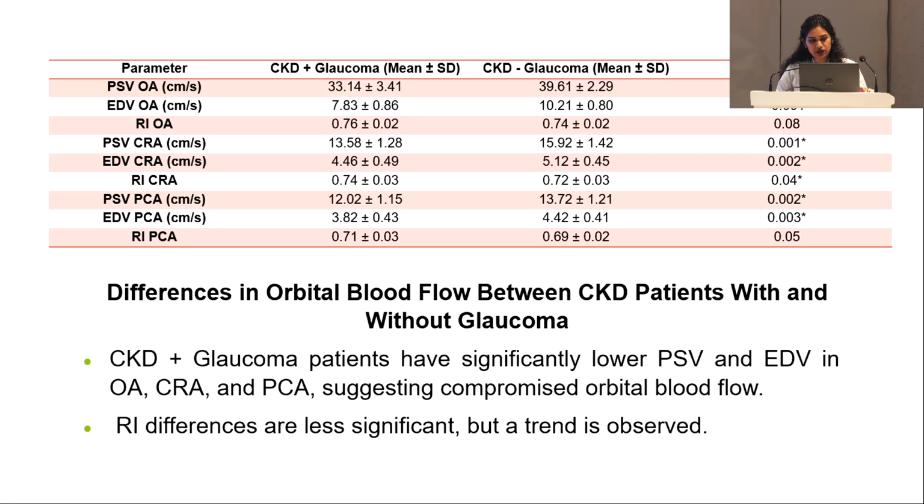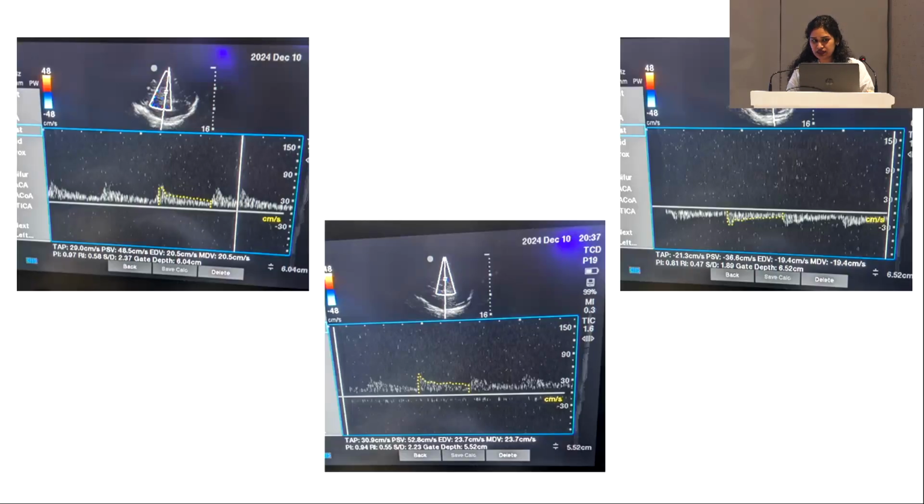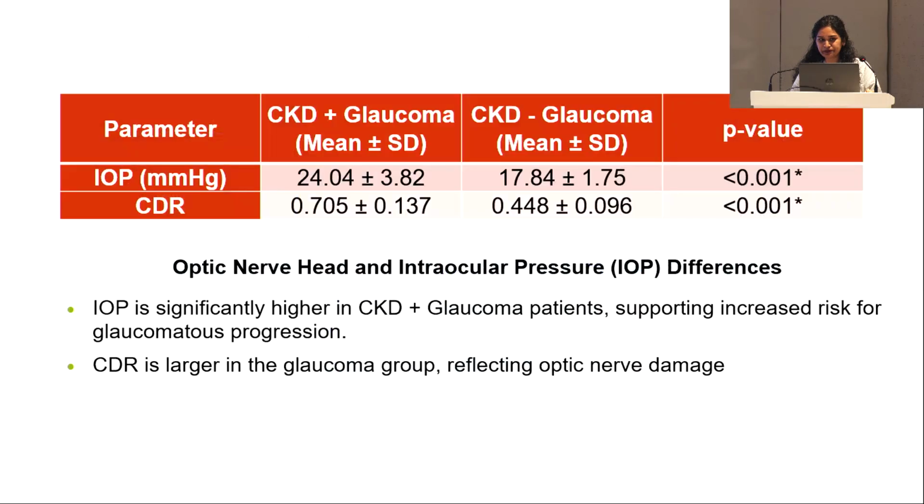Here are my results: differences in the orbital blood flow between CKD patients with and without glaucoma. The cases with glaucoma have significantly lower PSV and EDV in the ophthalmic artery, central retinal artery and PCA, suggesting compromised orbital blood flow. The resistivity index differences are less significant, but a trend was observed of reduced resistivity index in cases with glaucoma. These are a few images of color Doppler imaging in cases of glaucoma.